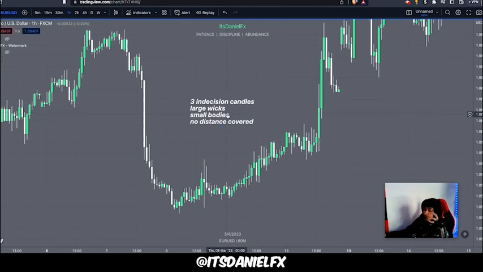It's a very, very good indication the price is uncertain. It doesn't really know what it wants to do. It's kind of trying to go everywhere, but it doesn't have the volume to go anywhere. So that's why you get the long staggering movements. Now within this movement, you're also going to notice that price doesn't really go anywhere.